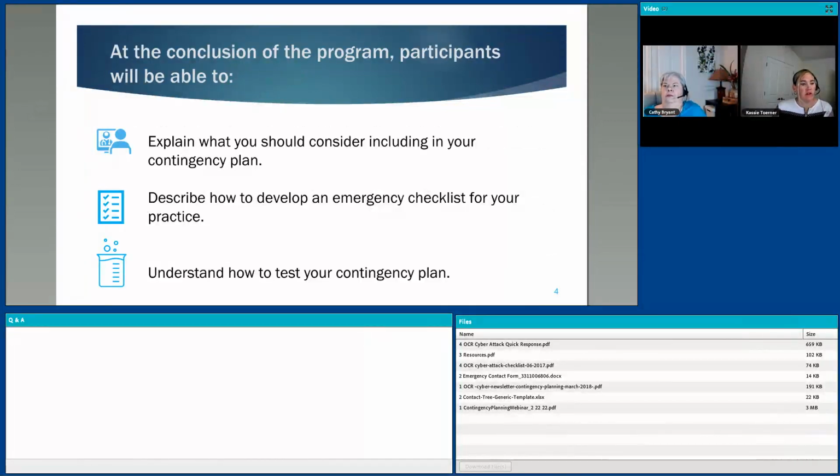So as I mentioned, our topic today is contingency planning. At the conclusion of the program, our goals for you would be to explain what you should consider including in your contingency plan, describe how to develop an emergency checklist for your practice, and understand how to test your contingency plan.